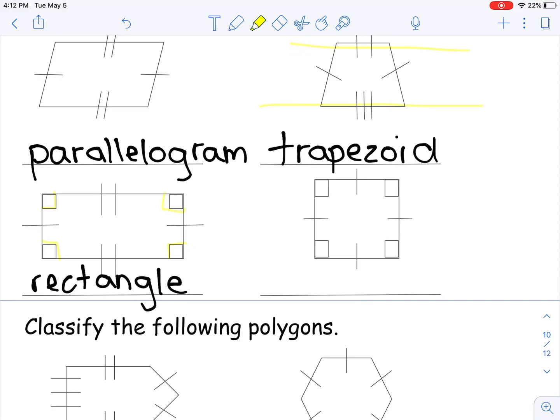Last one. I got my 4 right angles here. And all 4 sides are congruent. So there's my square.